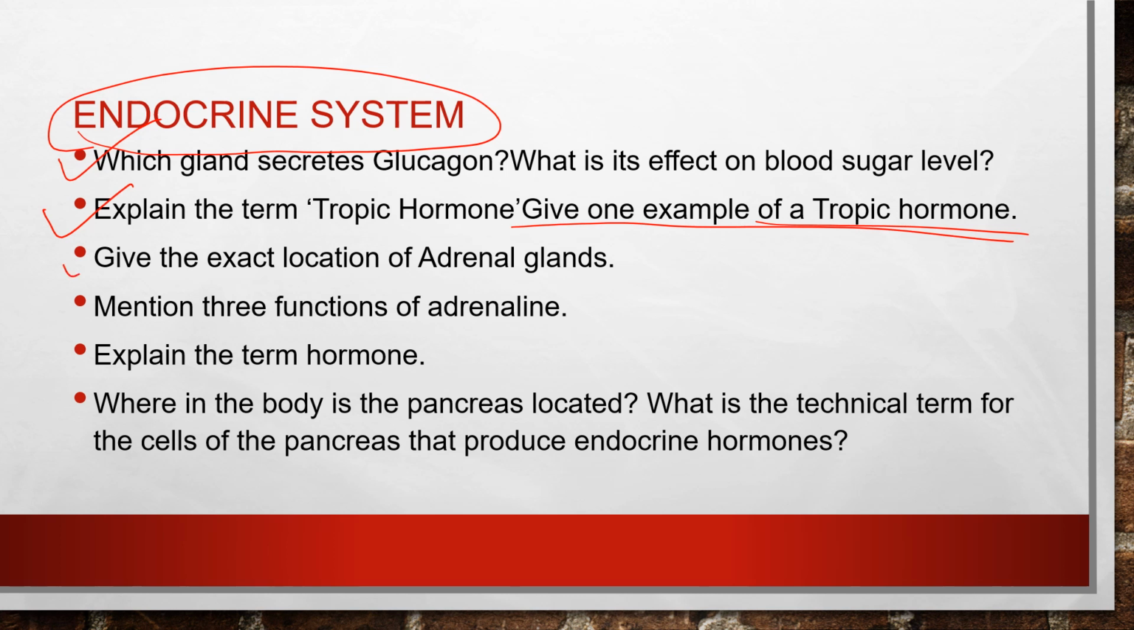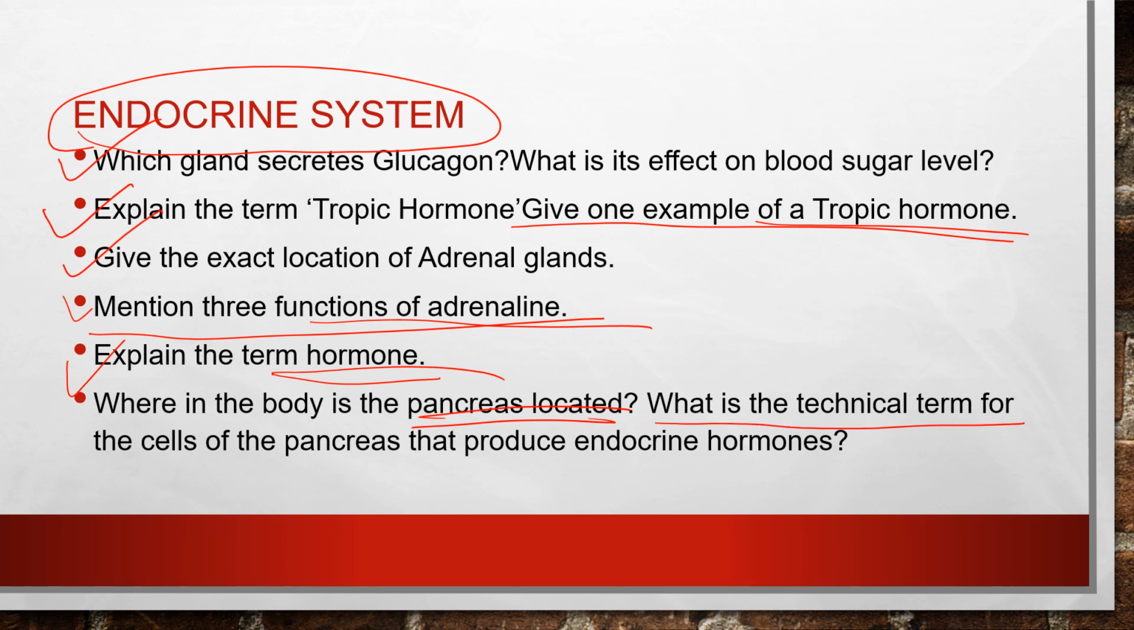Give the exact location of adrenal gland. Mention three functions of adrenaline. Explain the term hormone, or they can give you define hormone also. Now, where in the body the pancreas is located? And this one is also a good question.